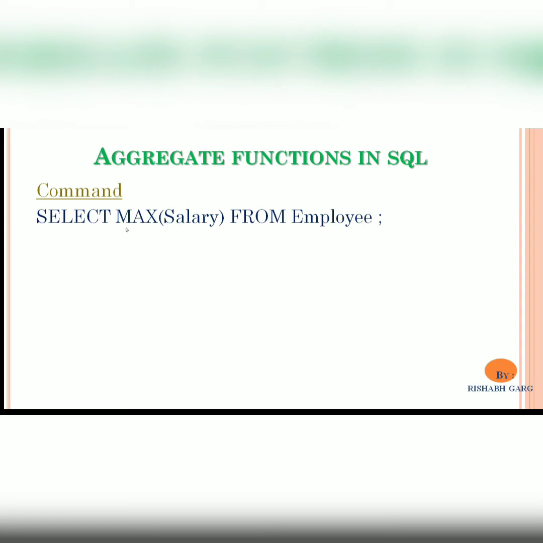First, we will write the select statement. After that, we will use the max function. Then after, we will write the column name as an argument. Then after, we will use the from keyword. Then after, we will write the table name, that is employee. And at last, we will use the semicolon for terminating our command. After executing this command, the maximum salary will be displayed from the employee table. I hope it's clear to all of you.